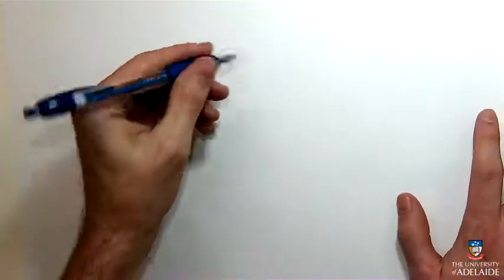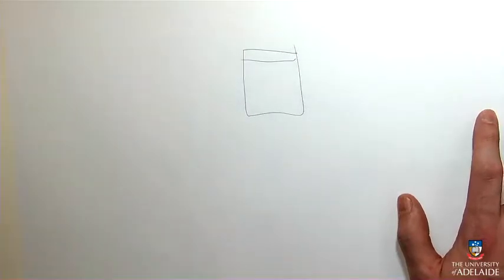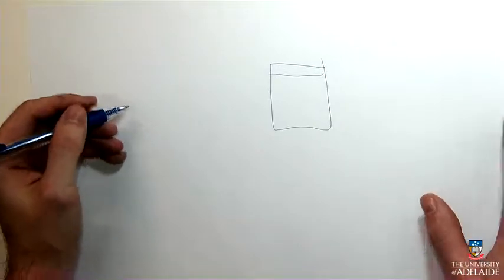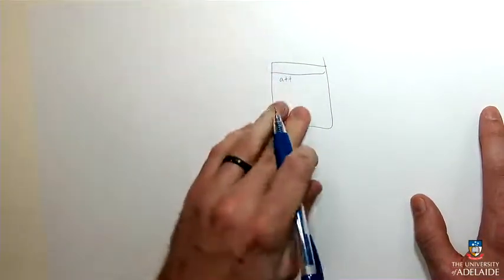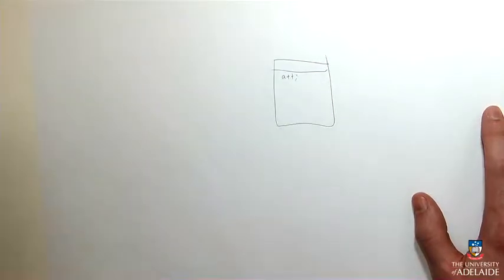So if I have something like A++, this is an action that occurs, and let's say I have two inputs, A and B.